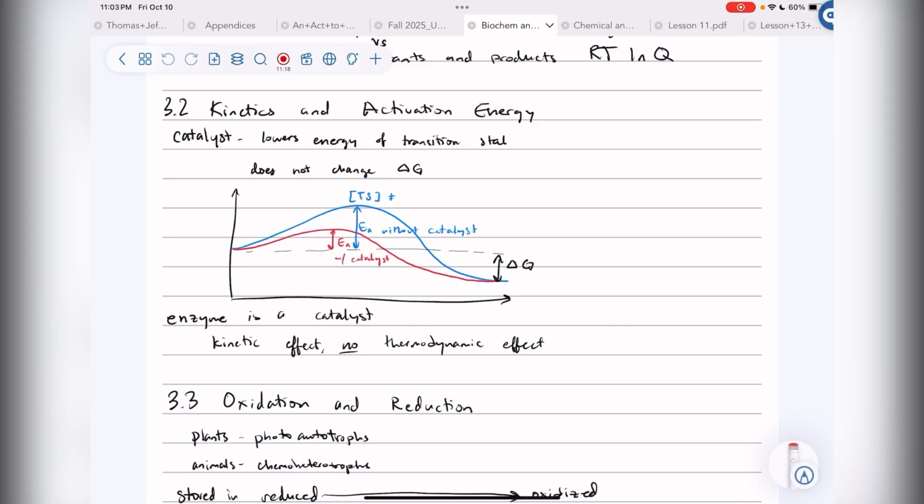Thermodynamics and kinetics are two separate things. Thermodynamics has to do with spontaneous. Is the energy of the products lower or higher than the energy of the reactants? Kinetics is how fast are we going to get there?